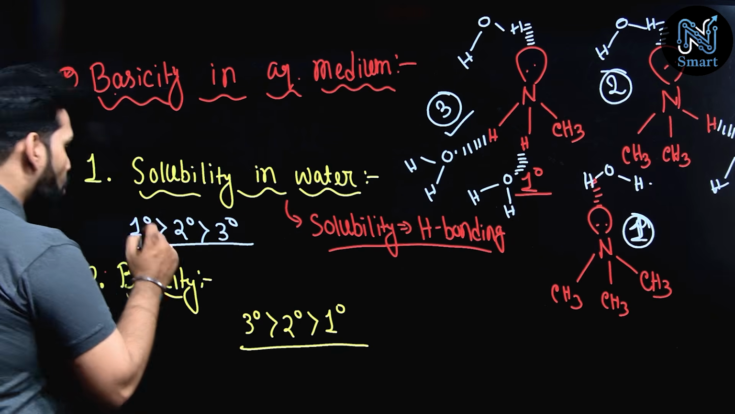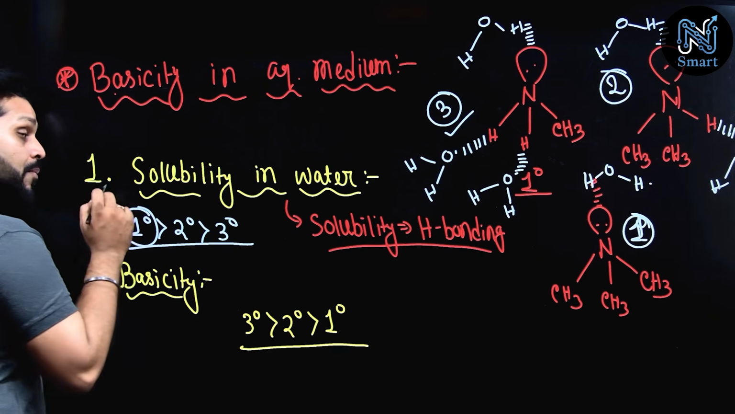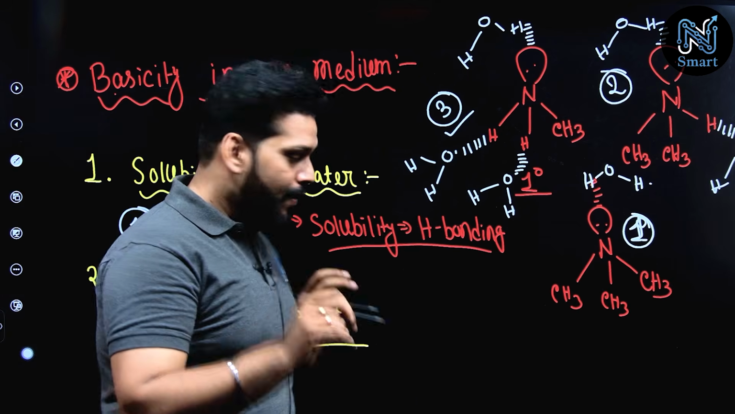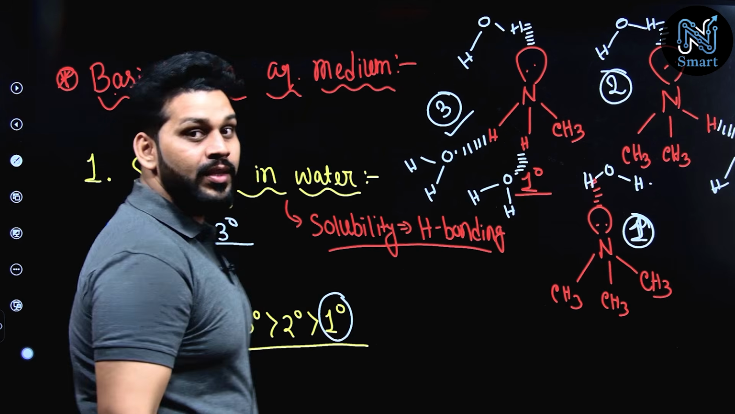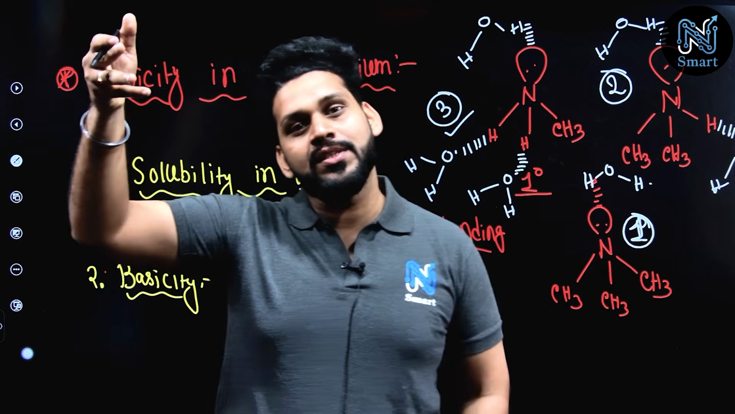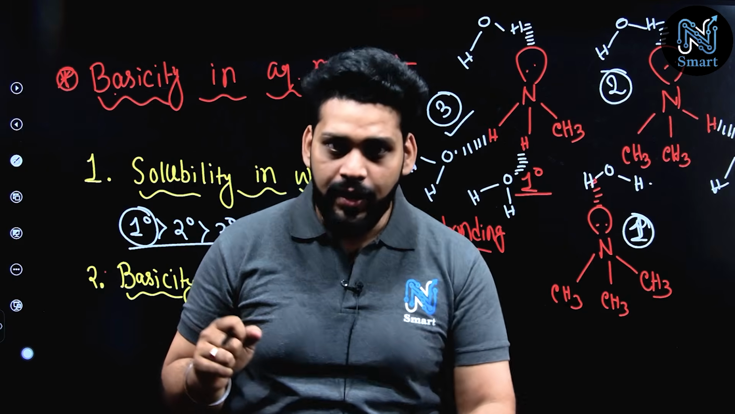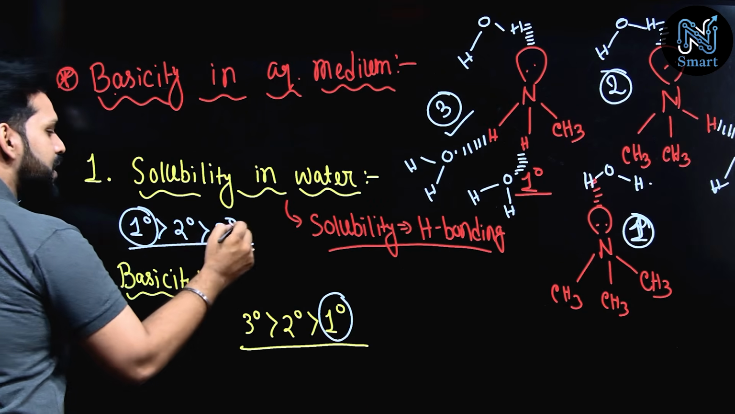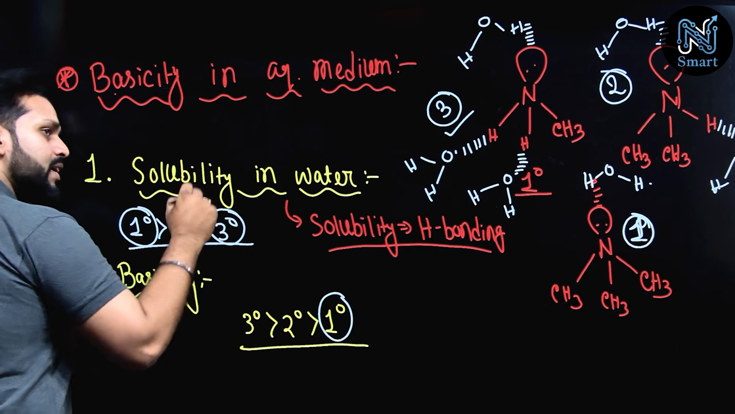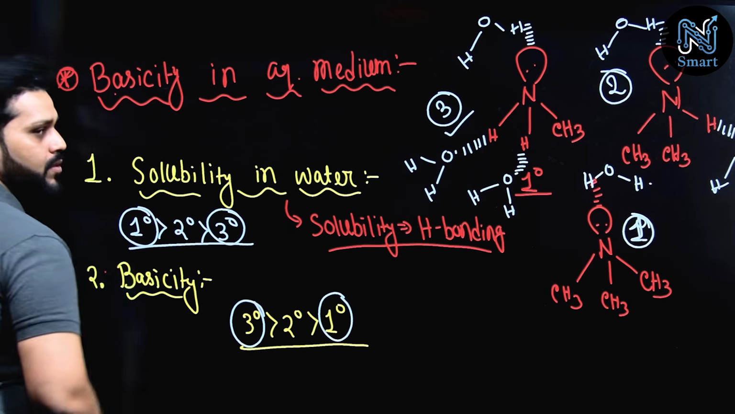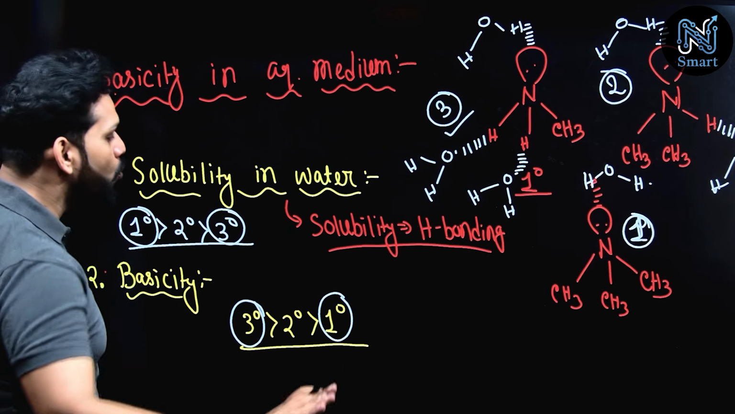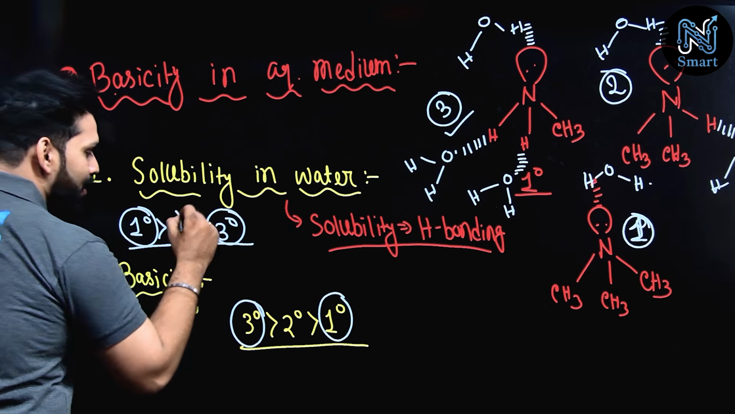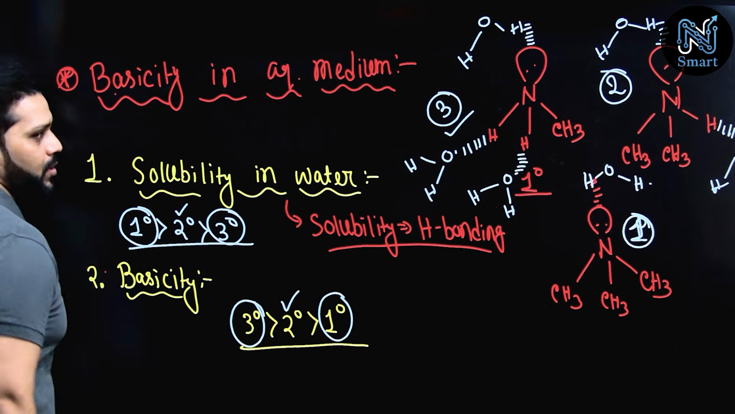See, 1 degree is the most soluble amine, but it's the least basic. Case 1. You have studied 100% but you couldn't reach the center, right? If you talk about 3 degree amine, it is the least soluble but the most basic. Case 2. So who will win the race, guys? The race will be won by 2 degree amine, isn't it?